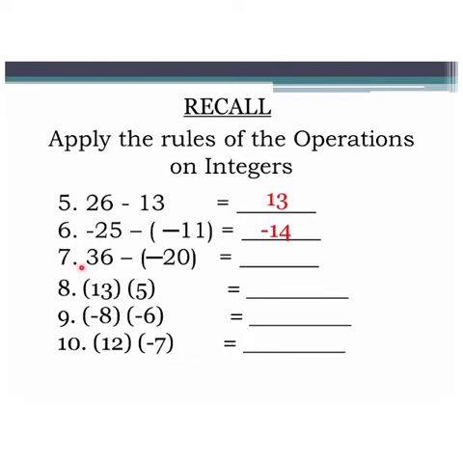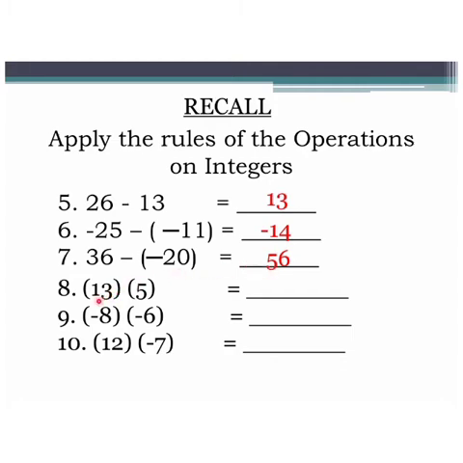Then number 7, 36 minus negative 20. Let us do the same. Change this one into addition and change this one into positive. So this will become 36 plus positive 20, which is equal to positive 56.